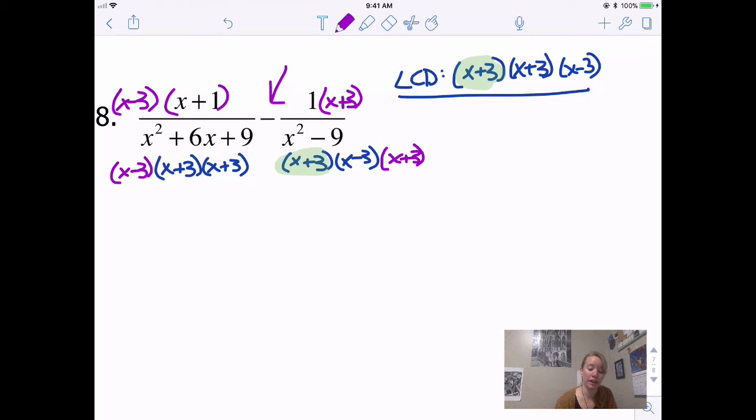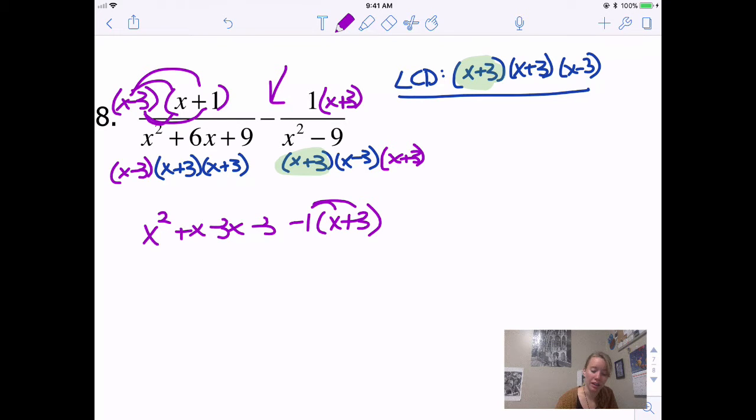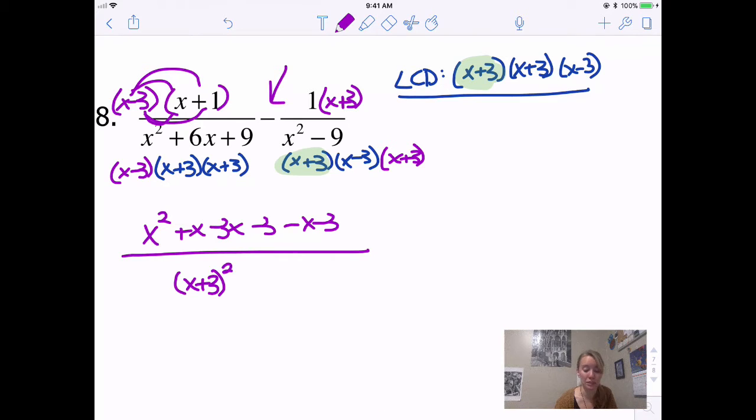Okay, so now go ahead and simplify the numerators. x minus 3, x plus 1. We can multiply x times x times 1 is positive x, negative 3 times x is negative 3x, negative 3 times negative 1 is negative 3. And then we've got a negative 1 times x plus 3. Distribute that and you'll get negative x minus 3. And then on the bottom, I have x plus 3. I've got 2 of those, so I'm going to put x plus 3 squared, and then x minus 3.